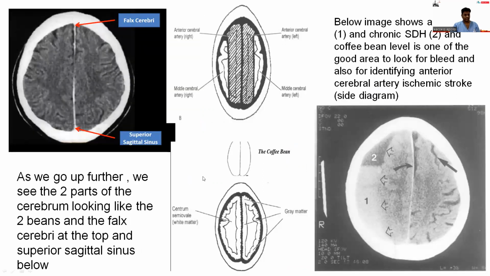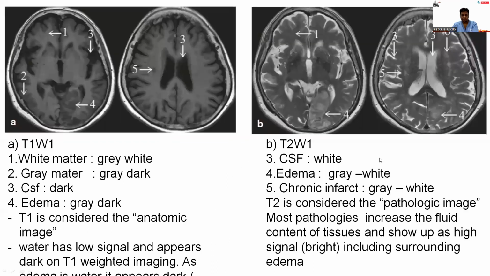As we go further, we see two parts of the cerebrum looking like two beans, with the falx cerebri in the upper part and the superior sagittal sinus below. This image here shows an acute and chronic SDH. Acute SDH is usually bright in color, and chronic SDH is dark in color.